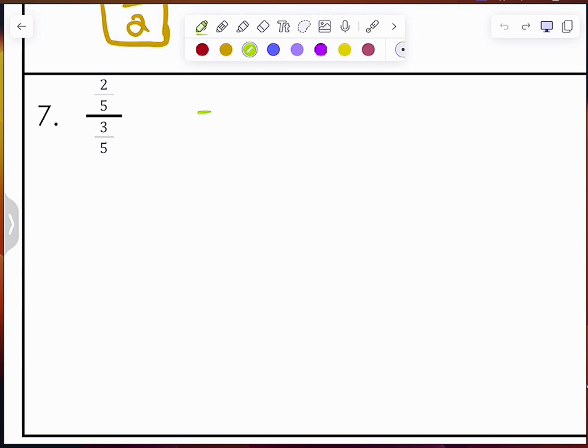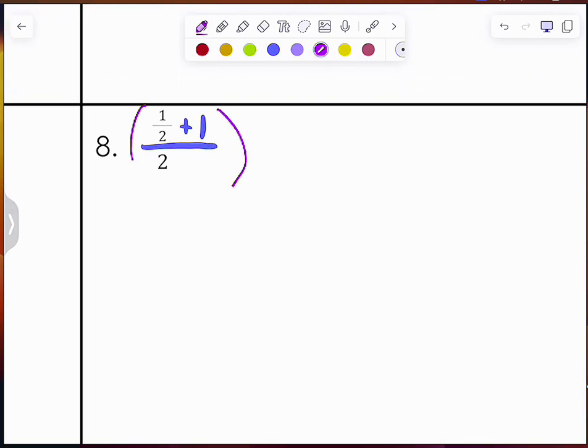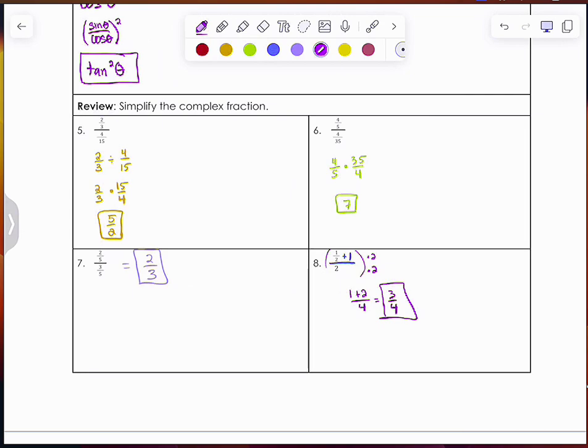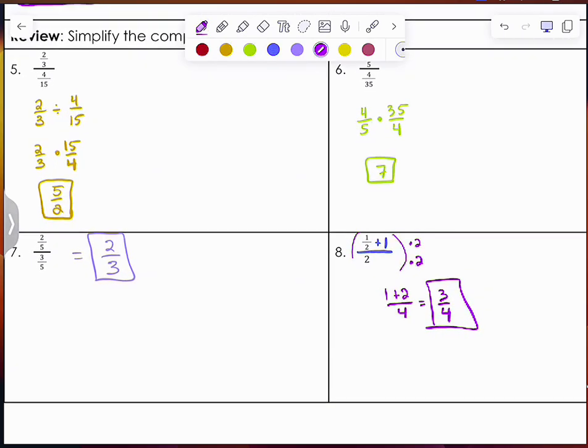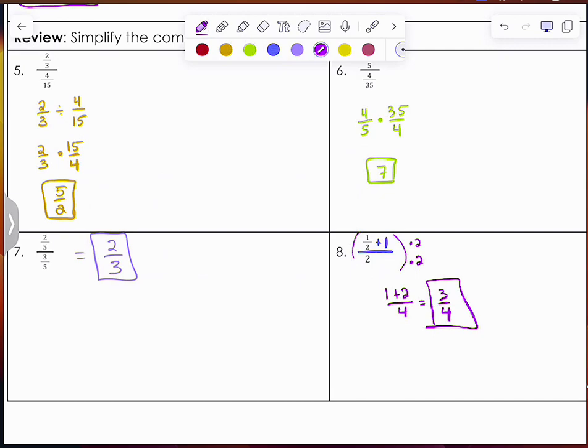As you're doing these, you might start seeing some shortcuts. More important to me than you getting the correct answers would be learning these shortcuts that'll help you with other stuff.